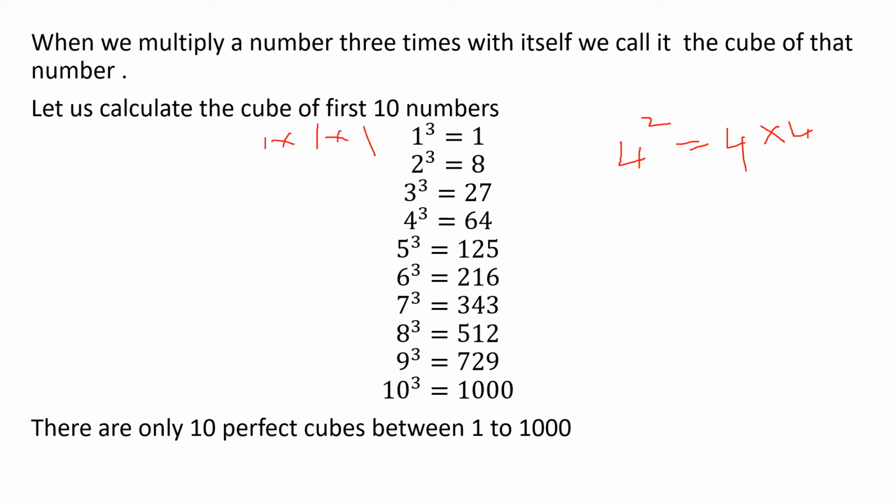Okay. When we multiply a number three times with itself, we call it the cube of that number. So 8 cube means we multiply 8 three times. We will not multiply 8 into 3. Like that we will never multiply. 8 cube means 8 into 8 into 8. We will multiply 8 three times. Okay, is it clear? So let us calculate the cube of the first 10 numbers.